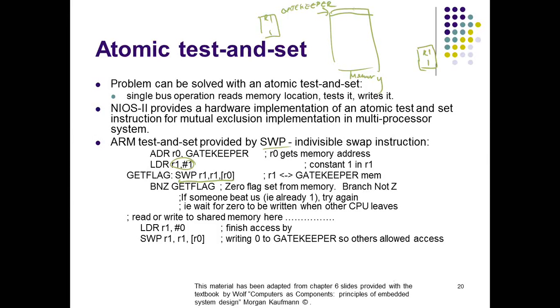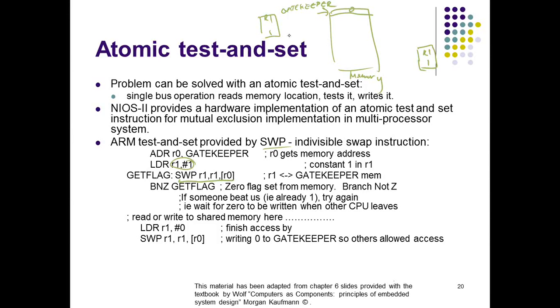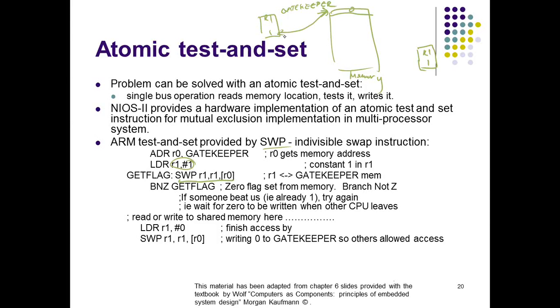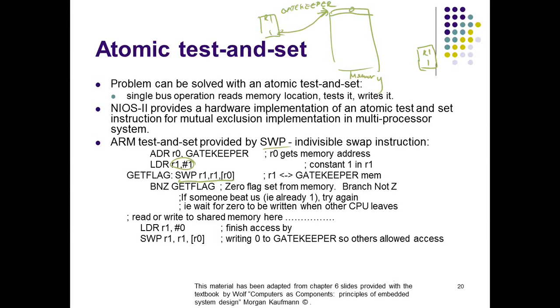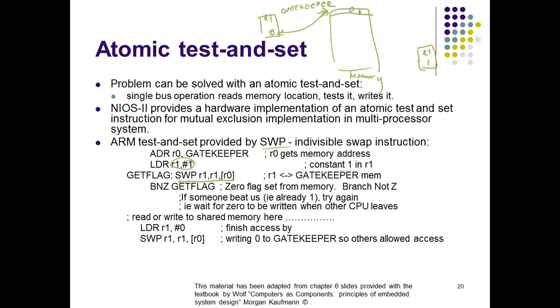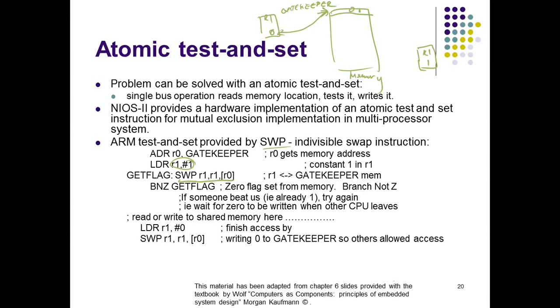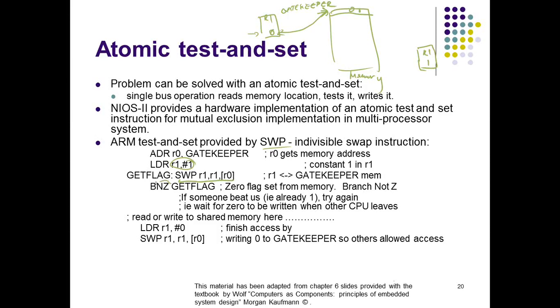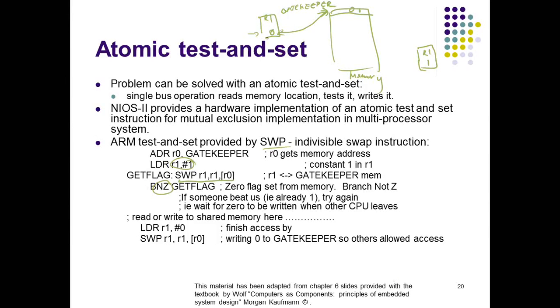So what does it do? Well, my gatekeeper has a 0. In one operation, I check: is that a 0? If it is a 0, then I'm going to swap this. This is going to be the 0, this is going to be the 1. So then you can say, if R1 has a value of 0, so you branch if not 0. If it has a value of 0, then you know that you've gotten the flag. If you've got the flag, then you can carry on.